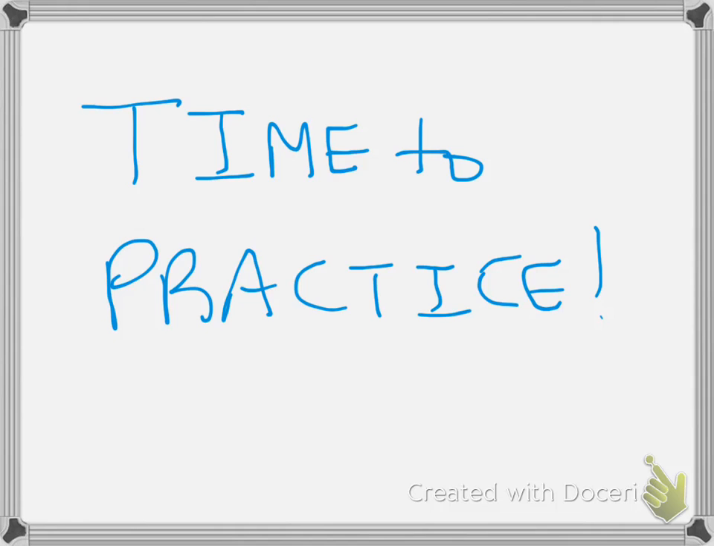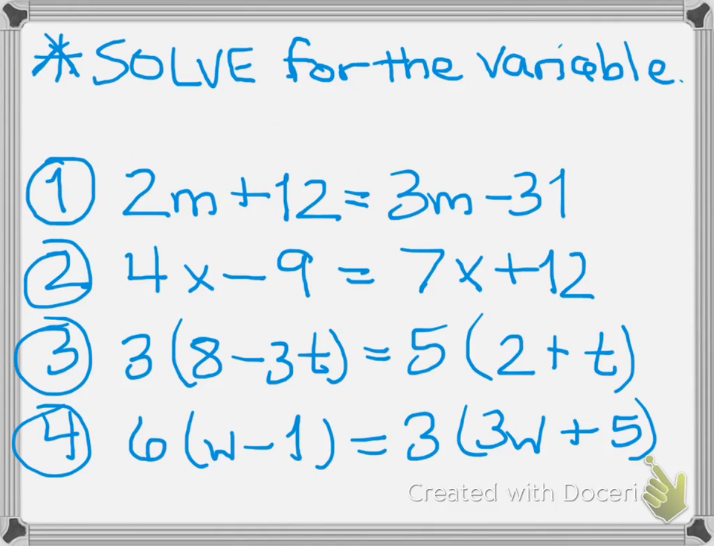Okay? So here are the 4 problems. Okay, so get them jotted down. Make sure that you solve for the variable. And make sure you show your work. Okay, and once you got that, you are ready to work on solving for the variable where a variable is on each side of the equal sign.